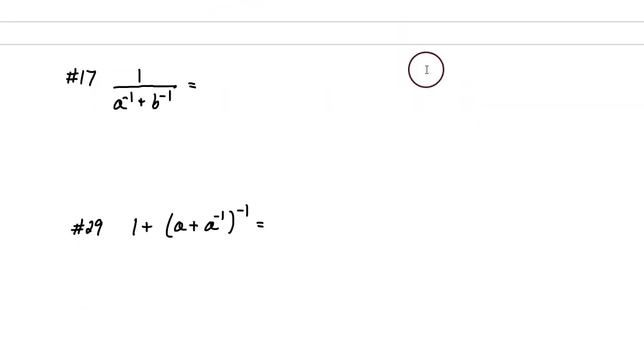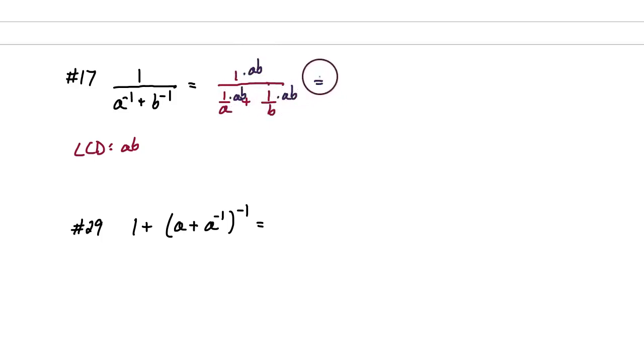Number 17, let's rewrite this and get rid of those negative exponents. So this is 1 over, and then this first part is 1 over a, and this part here could be written as 1 over b. Looking at our denominators, we have an a and a b. So our lowest common denominator needs to have both of those factors, ab. Let's times everything by ab. So times this by ab, times this by ab, and times this one by ab.